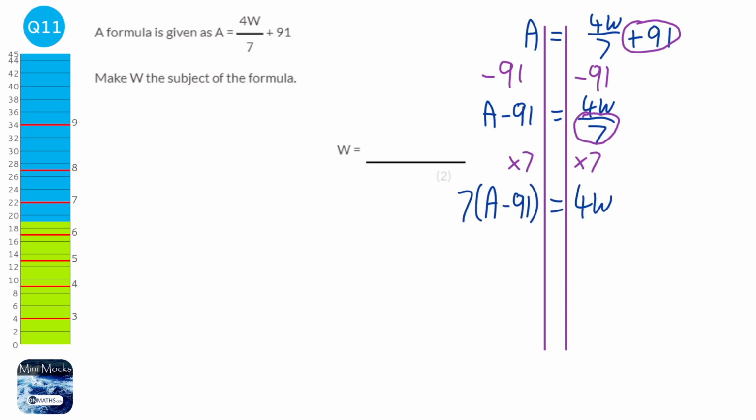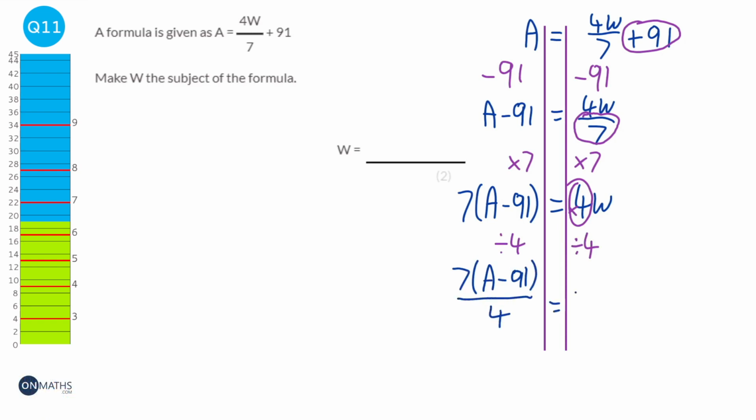The last thing we want to do is get rid of this 4 here. Well, that's a times 4, so how do we get rid of it? Well, the opposite of times 4 is divided by 4. So we're going to divide both sides by 4. So 7 brackets a minus 91 over 4 equals w. Now, some of you might be thinking that we haven't finished the question because we've still got a bracket, but actually the bracket is absolutely fine to leave. We don't need to expand it.